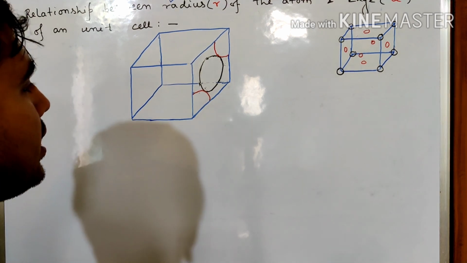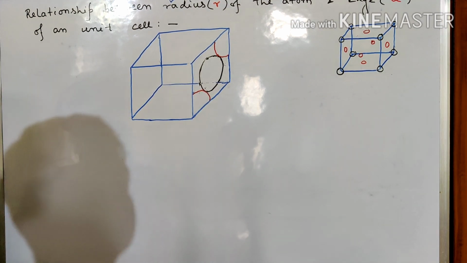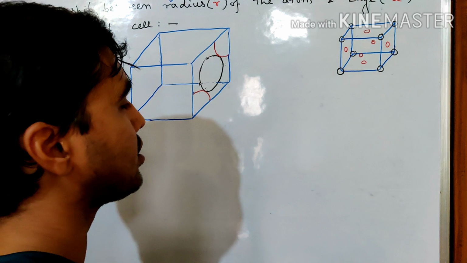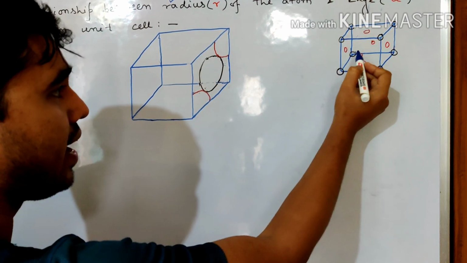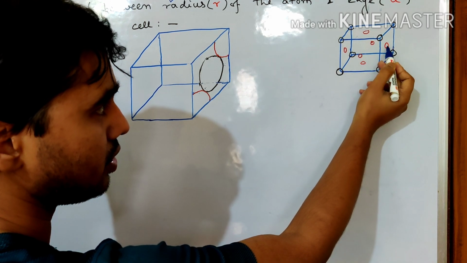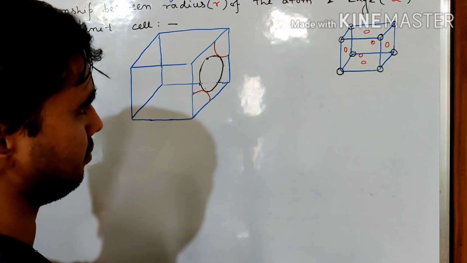We had seen in the case with BCC. Now this is for FCC. We have to understand the FCC structure first. So there are 8 corner atoms and there are face center atoms. You can see on the center of each face there is one atom.